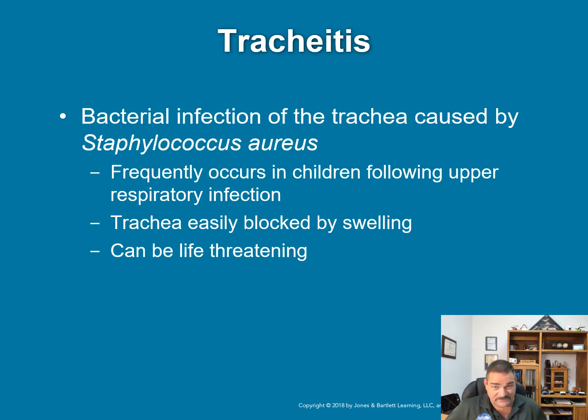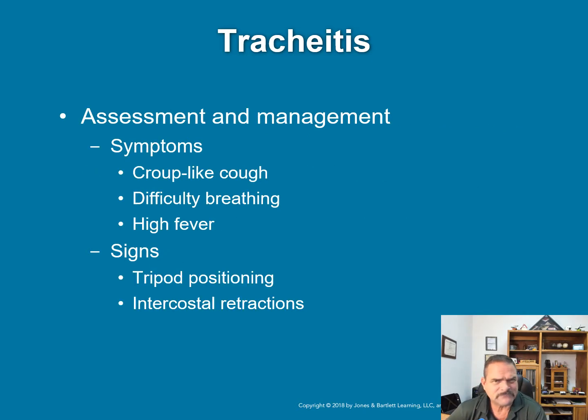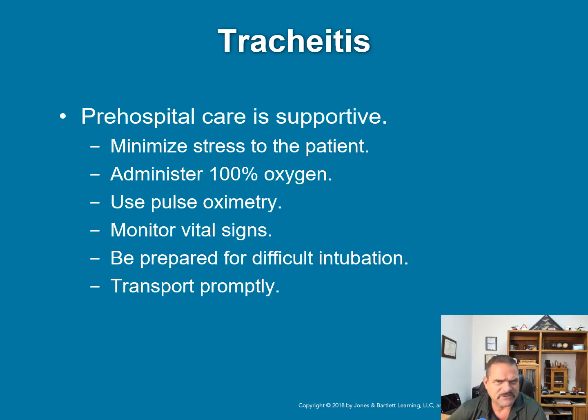Tracheitis, it's a bacterial infection of the trachea. This is usually caused by Staphylococcus aureus. Frequently occurs in children following an upper respiratory infection. The trachea is easily blocked by swelling, and ultimately it could be life-threatening. Assessment management, it's got a croup-like cough, so listen to it. There may be difficulty breathing and a high fever, so let's make sure that we assess and manage the airway very, very closely. Signs, tripoding position, and also intercostal retraction. Pre-hospital care, support 100% oxygen, vital signs. Be prepared to do a very difficult intubation if that airway closes off.